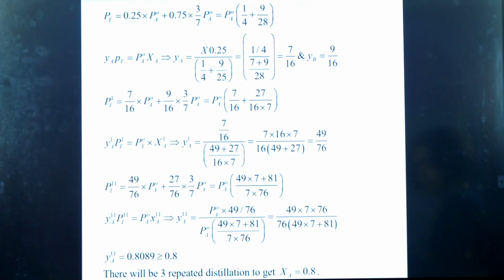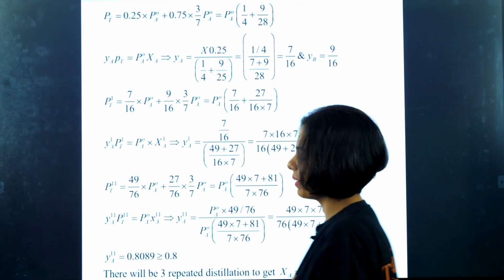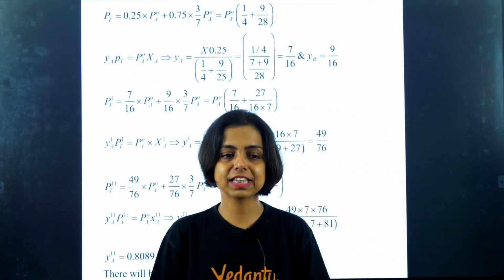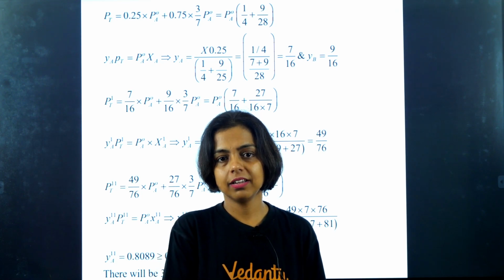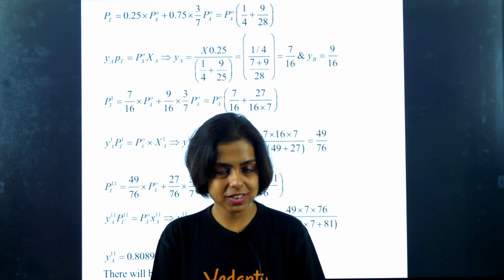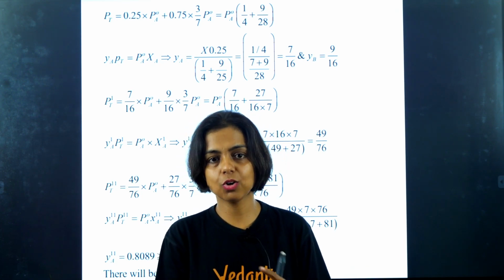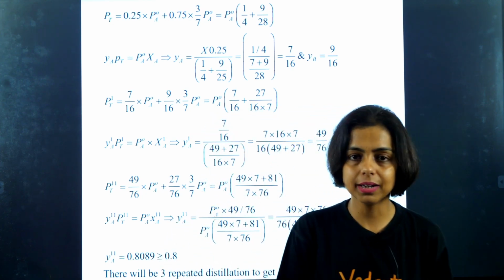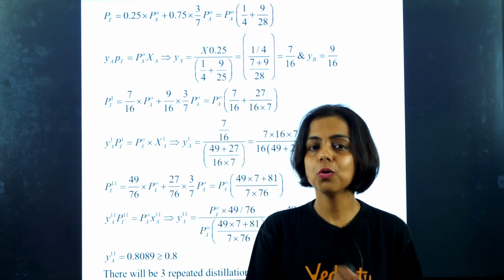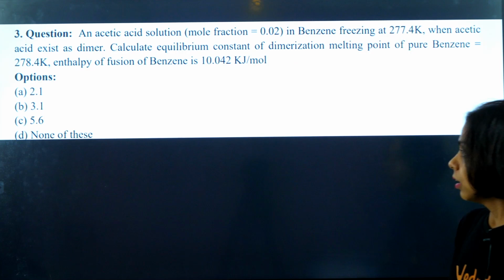You can check here. The same equations you are supposed to apply but 3 times, changing the value of XA and XB. Initially it was given 0.25 and 0.75. Then the vapors, you have to condense them. They become the liquid. So YA becomes XA, YB becomes XB.